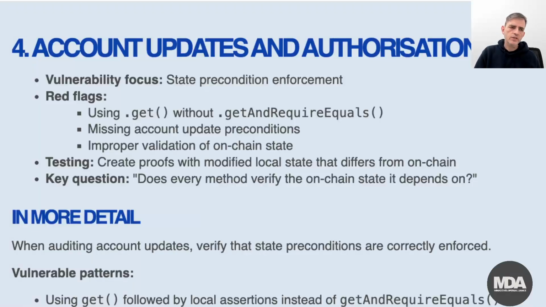I want to look now at a related area, which is around account updates and authorization. So the focus here, the vulnerabilities that we're looking for, are around state preconditions and whether that is being enforced correctly. Particular red flags would be if we're using get without getAndRequireEquals, if we don't have preconditions when we're doing an account update, or there is any kind of improper validation of on-chain state.